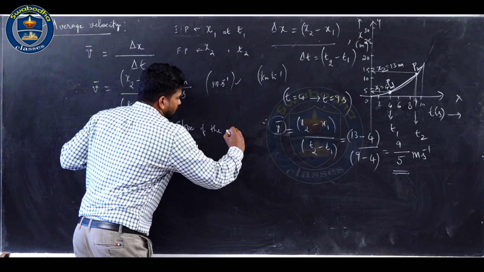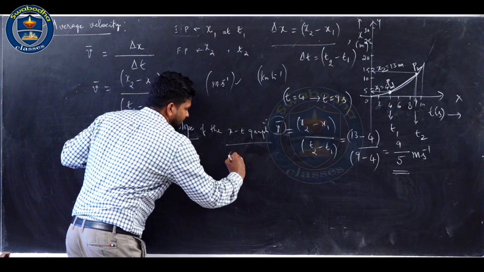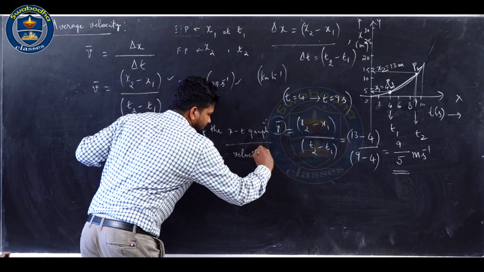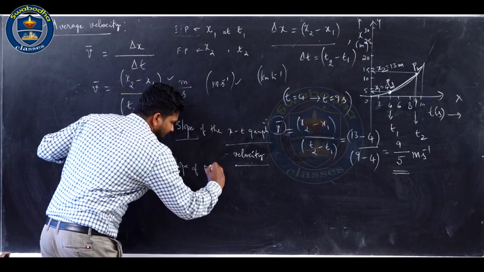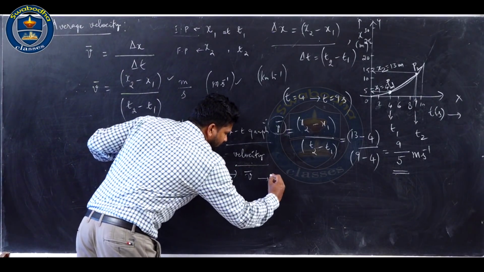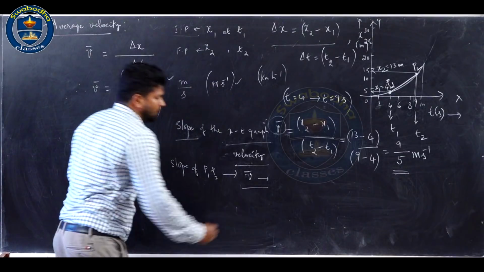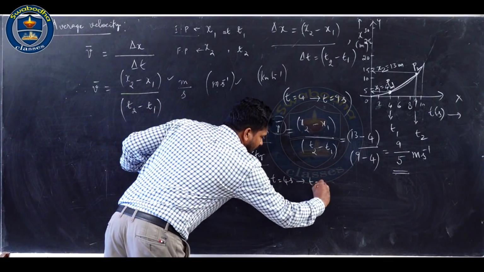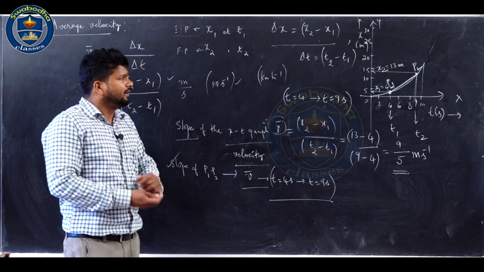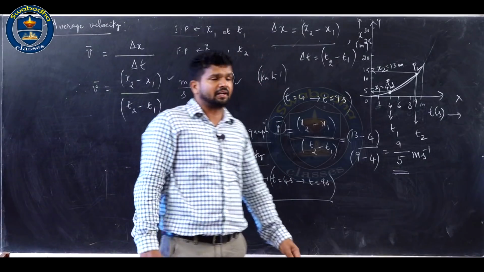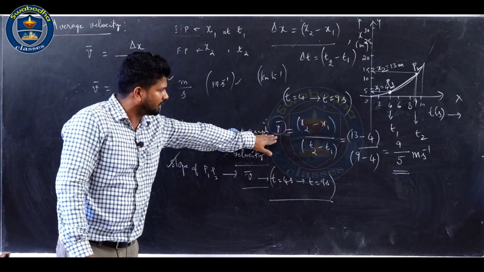Slope of the position time graph, slope of the xt graph represents velocity. Here, slope of the straight line P1, P2 gives you the average velocity v bar over the interval considered, over the interval t equal to 4 seconds to t equal to 9 seconds. If you calculate the slope of the straight line P1, P2 joining the initial and the final position, that is indeed the value of average velocity what we have calculated.